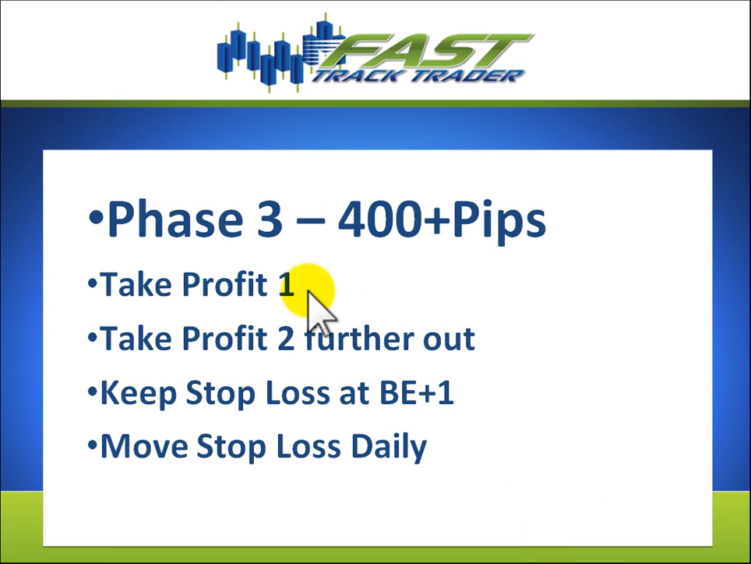And the final phase 3 approach, you're up over 400 pips. Now you take profit 1 as normal, but take profit 2, you stretch it out further. You push it out 30, 40, 50 pips, maybe, let's say. You keep your stop loss at break even plus 1, and you only move it once a day. You give it plenty of room to run, and you'll start bagging more pips. Okay, so that is the phase approach to taking profits for Fast Track Trader, thermal price grids.